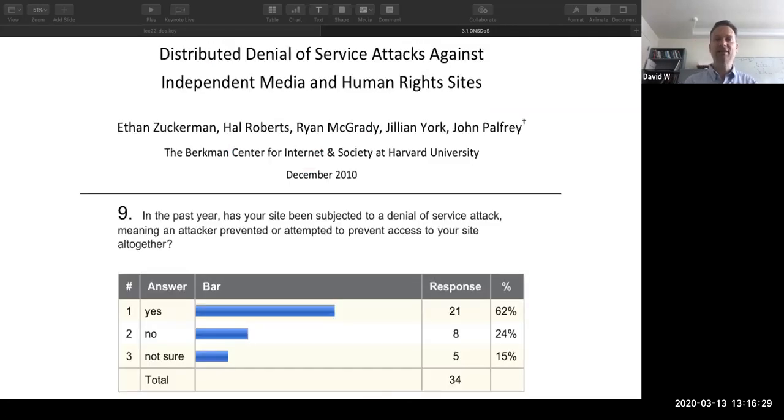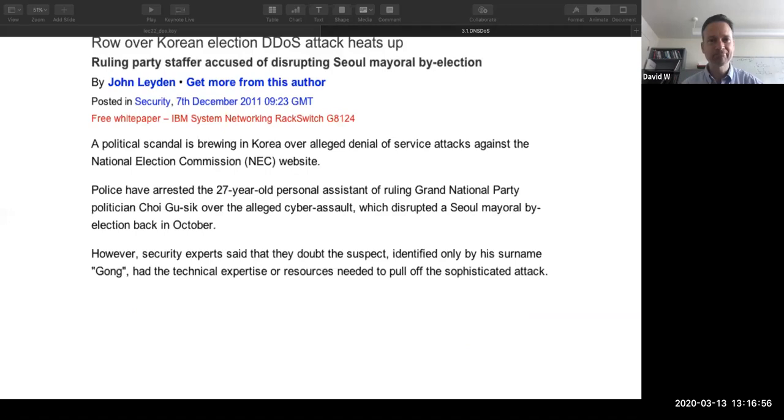We see denial of service attacks against activists, human rights activists. Here's survey results from a decade ago showing that over half of the surveyed human rights organizations had been subject to denial of service attack. And you could imagine reasons why repressive governments might want to do that. They might want to disrupt the operations of activists who are making them look bad.